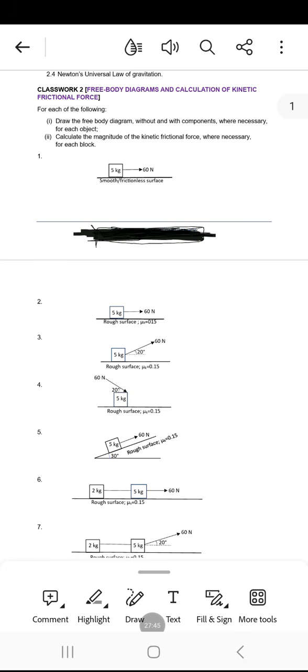You see, they say for each of the following, number one, draw the free body diagram without and with components where necessary for each object. So we're still going to draw free body diagrams. Then number two, they say calculate the magnitude of the kinetic frictional force where necessary for each block. Okay, so let's start with number one.